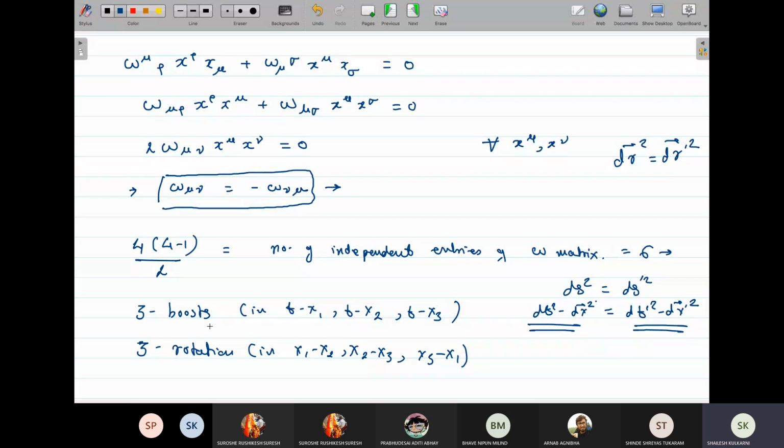Out of which 3 are boosts in the t-x1, t-x2, t-x3 planes. If you insert the hyperbolic functions, one can think of these boosts as a rotation in the t-x_i plane. So you can say it is a boost or you can also say rotation, but that rotation is a hyperbolic rotation. And the other 3 parameters are usual rotations, because this rotation also leaves the line element invariant.